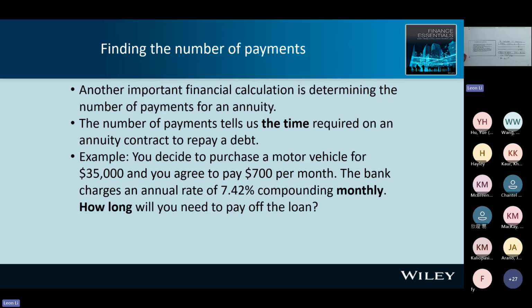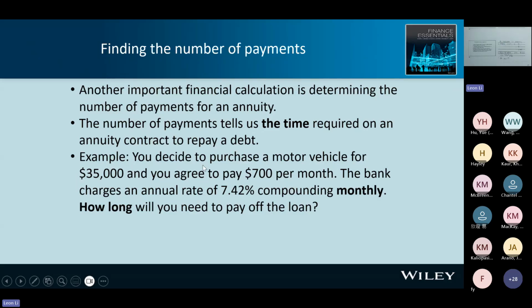Right. Okay. So this is our example. The number of payments tells us the time required on an annuity contract to repay a debt. Right? So this is our example.